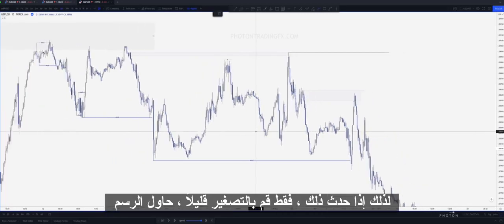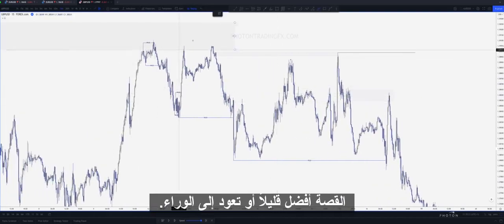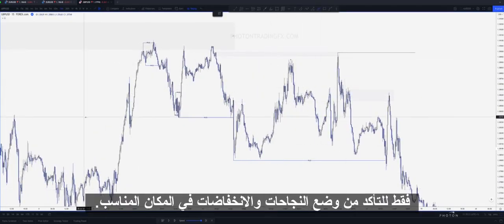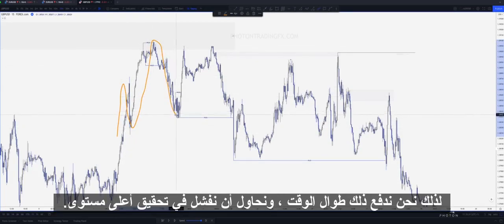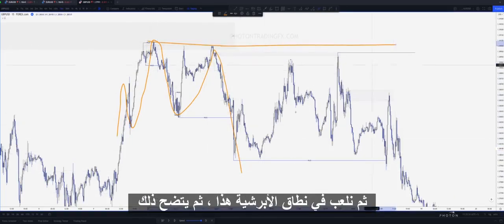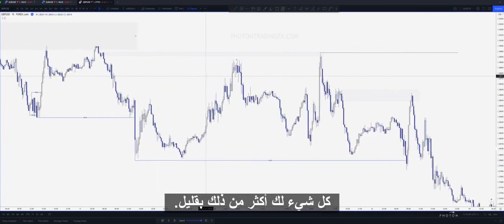So if that ever happens, just zoom out a little bit, try and paint the story a little better, or look further back, just to make sure you've got your highs and lows in the right place. Or another tip is to be a bit looser with the structure and look at those more obvious swings in price. So we'd be bullish that whole time, tried to make a higher high, failed to do so, then we're bearish, right? And then we're playing within this bearish range. And then that clears everything up for you a lot more.